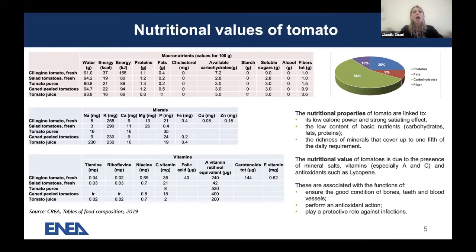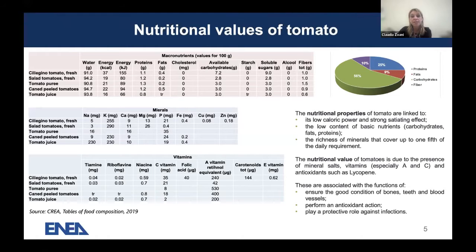Here I reported the summary of its nutritional values. These are official data arising from the food composition table of the Italian Institute for Agriculture and Nutrition. And these nutritional values and properties are reported differentiating by different types of tomato, if it is fresh or processed in forms of puree or canned peeled or tomato juice. So you can have the information, and its nutritional properties are mostly related to the low caloric power and strong satiating effect, the content of basic nutrients and richness of minerals that cover up to 1/5 of the daily requirements.